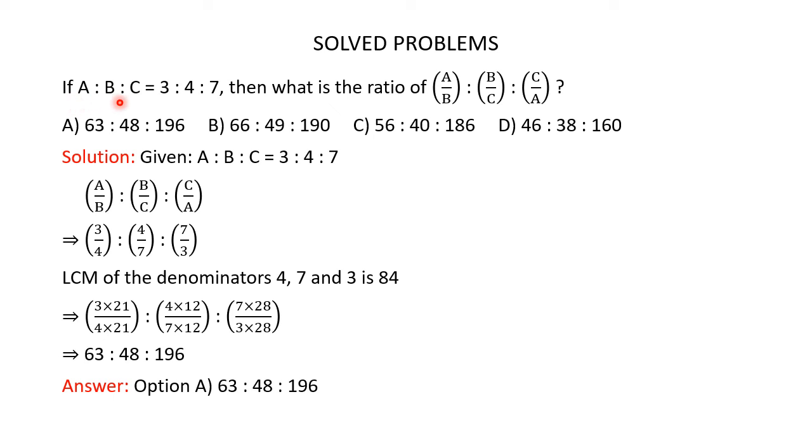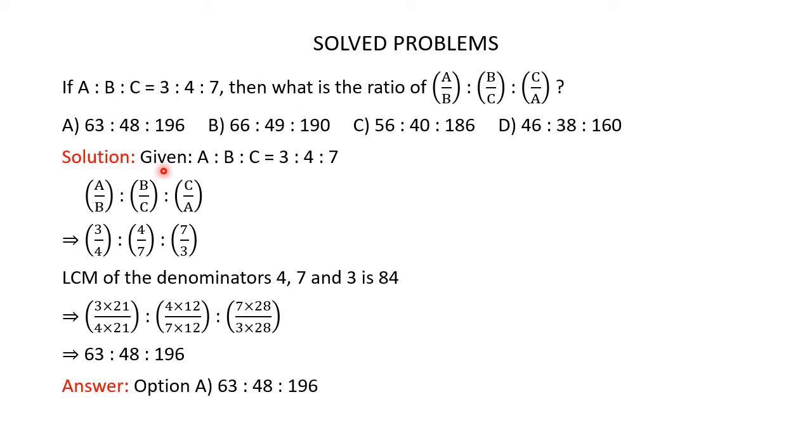If A is to B is to C is equal to 3 is to 4 is to 7, then what is the ratio of A by B is to B by C is to C by A? Here you are given 4 options and you have to find out which of these options is the correct one.